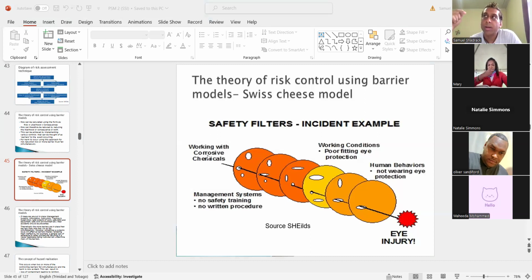But the more controls you put in place, the more somebody was trained, the more the holes fall out of alignment. And if they fall out of alignment, then the accident would not happen.